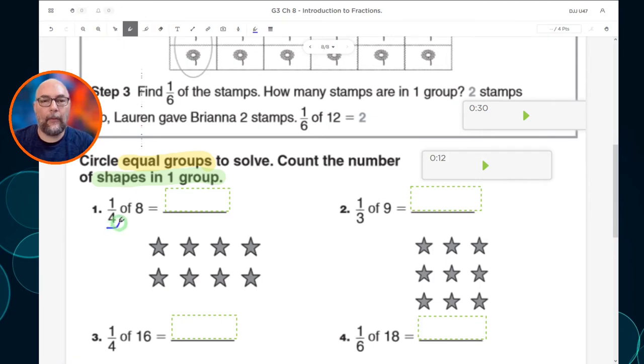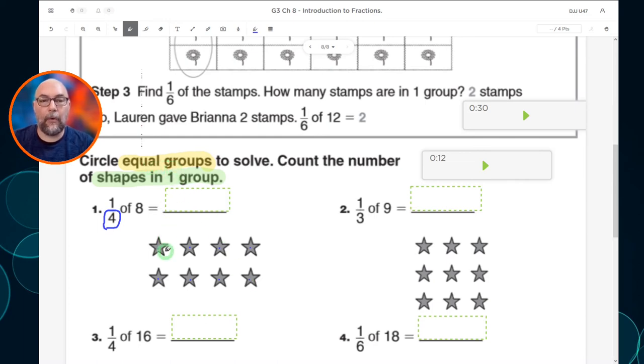Now, this 4 here tells me how many groups I need to make. So I need to make 4 groups of 8. So 8. How many stars do I have? 1, 2, 3, 4, 5, 6, 7, 8. I have 8 stars. And I need to make 4 groups. Well, that's convenient because I've got them in four lines. 1, 2, 3, 4. Pretty convenient.